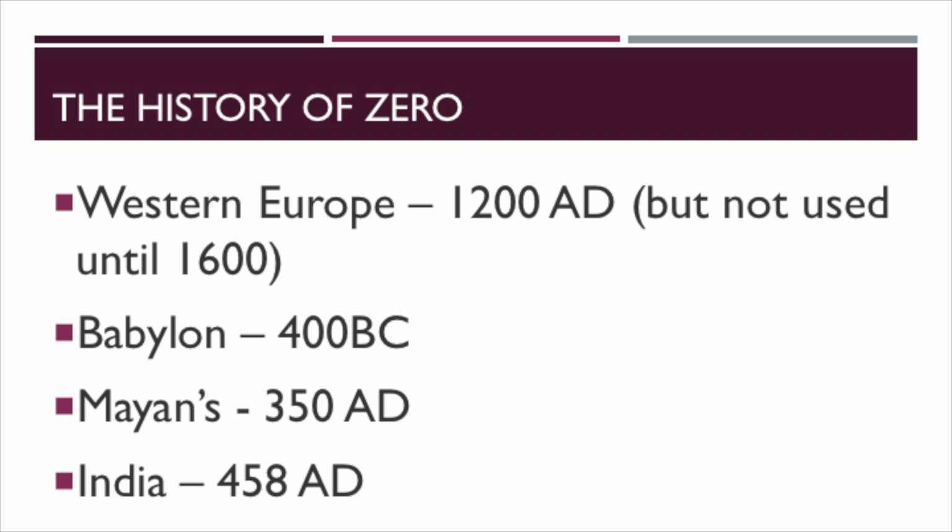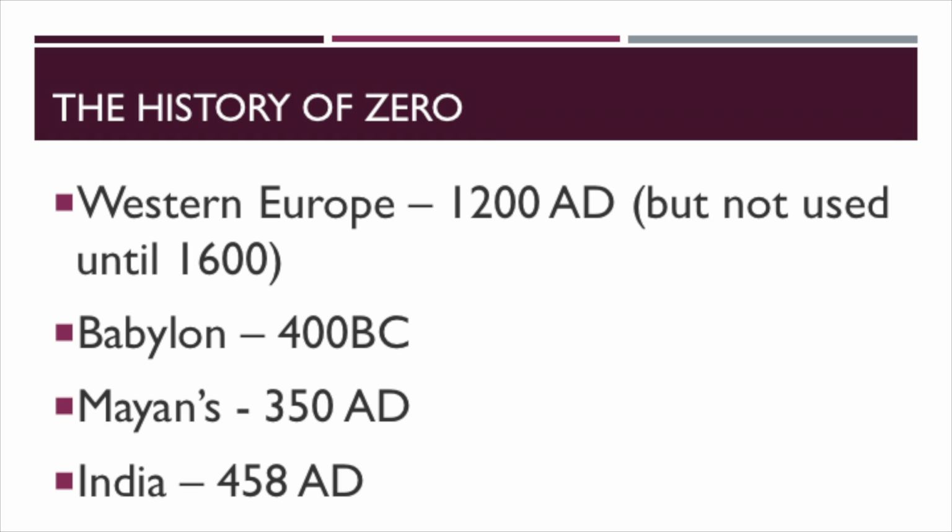Now, in Western Europe, the idea of zero, the value zero, appeared about 1200 AD. But interestingly, the church condemned the use of zero for some very odd and peculiar religious reasons surrounding the understanding of God, and condemned the use of the number zero in mathematics until the year 1600.